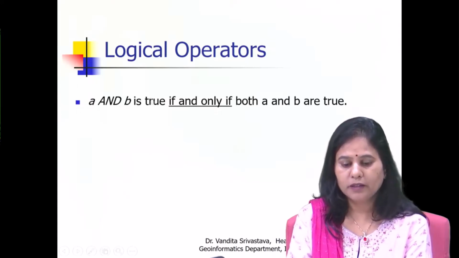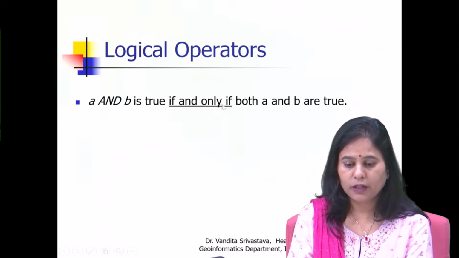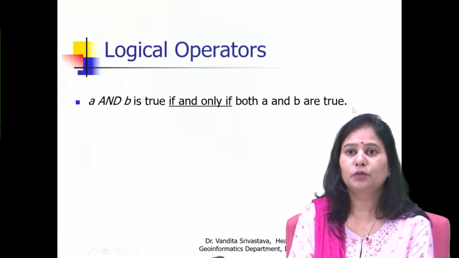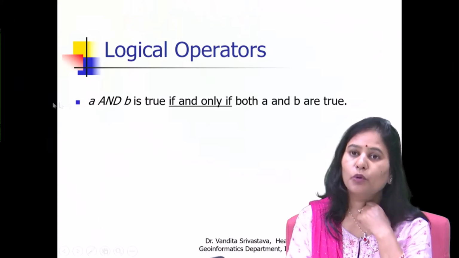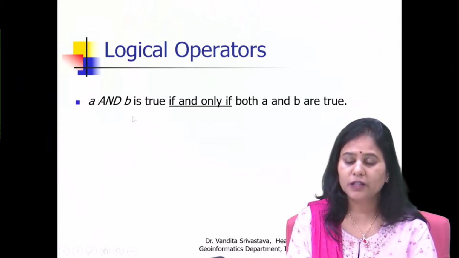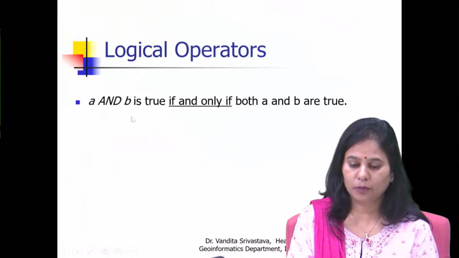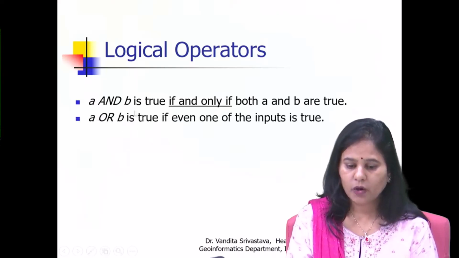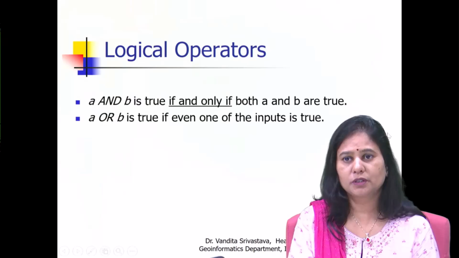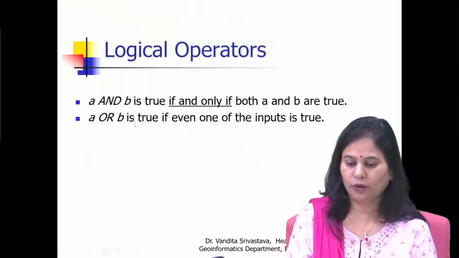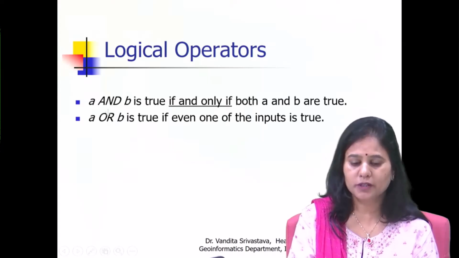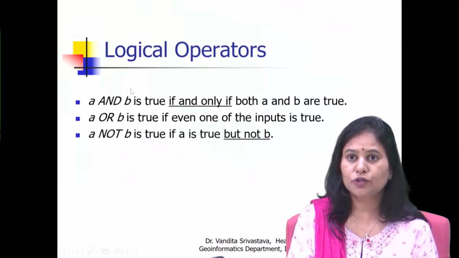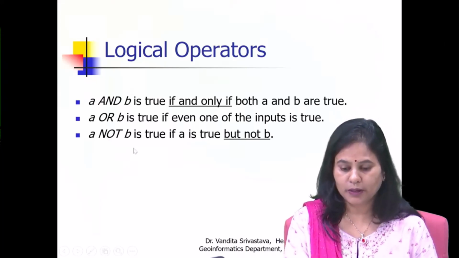A and B is true if and only if, this is important, if and only if both A and B are true. It means the outcome C will be true only when both conditions are satisfied. Even if one condition is not satisfied, the output will not be true. A or B is true if any of the inputs is true. So it is like an either-or operation, or you can say this one is an intersection operation, and this one is a union operation. I will also show you their set theory equivalents.